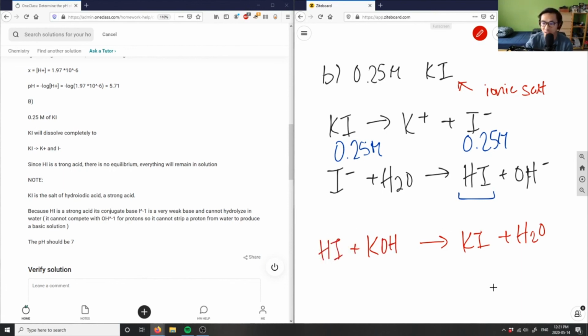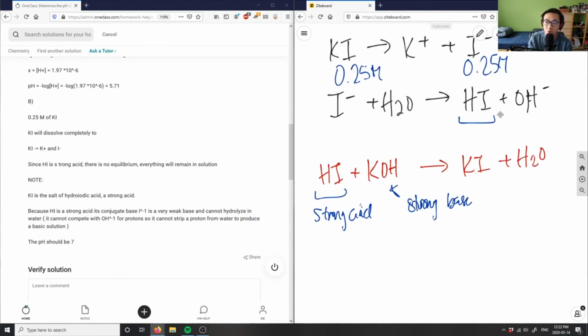It's a double displacement reaction, a neutralization reaction, and I have hydroiodic acid plus potassium hydroxide giving me potassium iodide here. Both of these guys I know are a strong acid and a strong base. So if I have a strong acid, strong base neutralization, it's going to neutralize, which means the pH of the salt KI is going to equal 7, because it is a strong acid, strong base reaction here. So my ionic salt is neutral in this case.